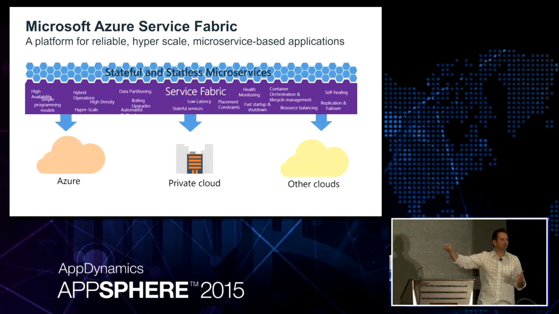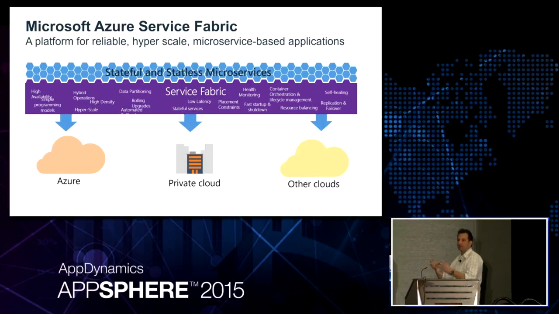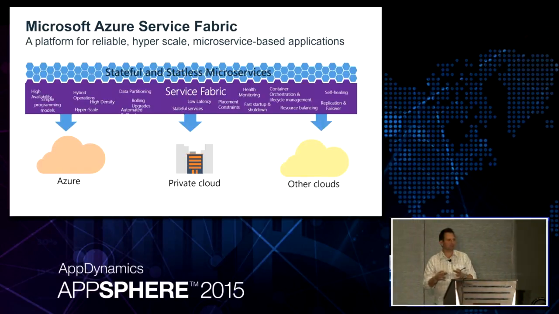Service Fabric will notice that service or that particular node is under so much pressure, and it will place that service onto another node that has more resources available. So in its core, it's also a cluster management and orchestration engine.